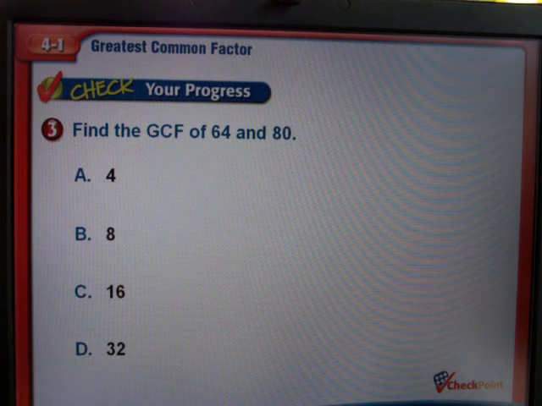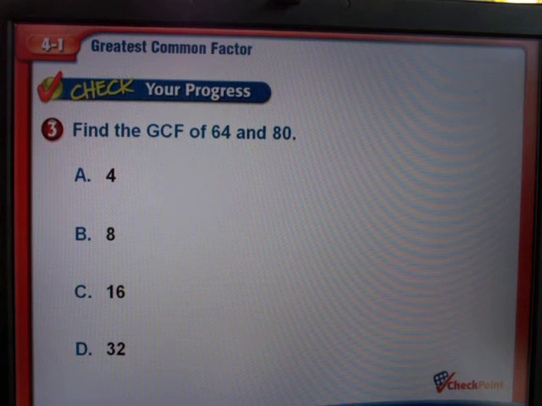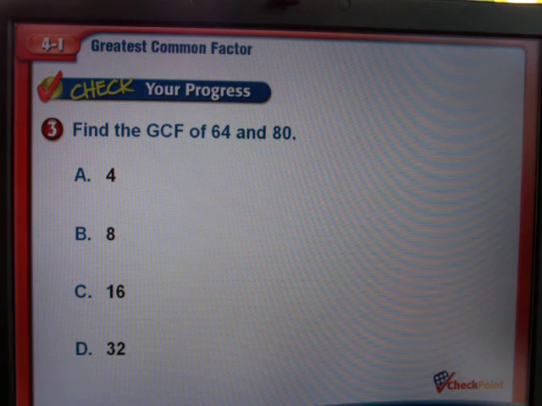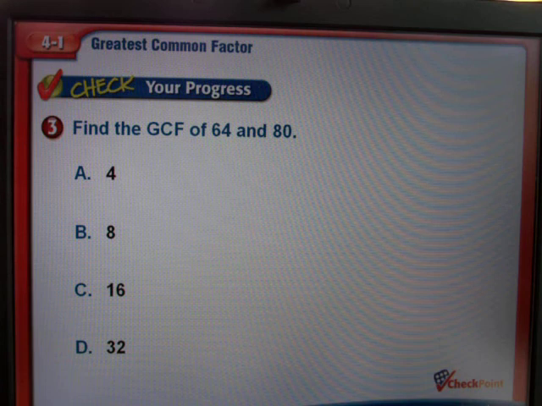So now we're going to find the greatest common factor of 64 and 80. Same thing here, you can go through and divide these possible answers into both 64 and 80 and see if you get a number that goes in evenly to both. So answer A 4, B 8, C 16, or D 32. And your answer is?